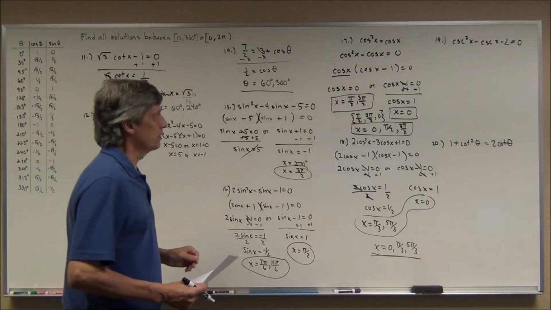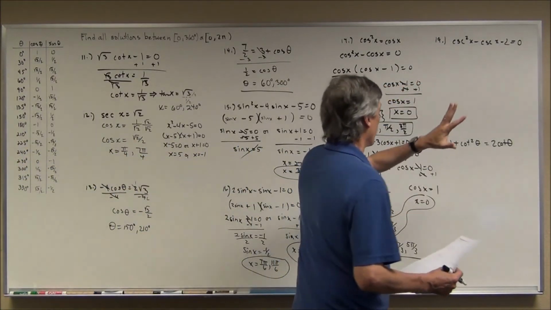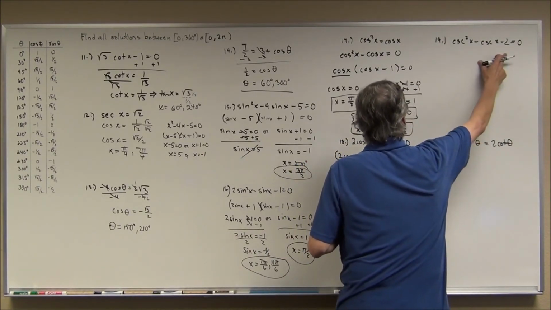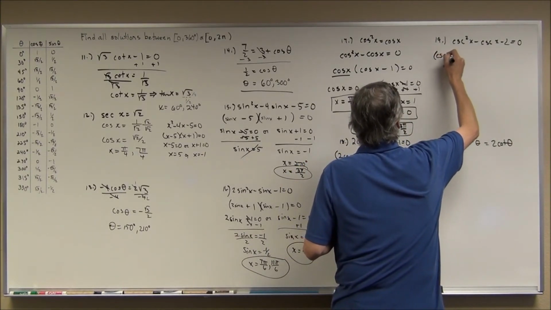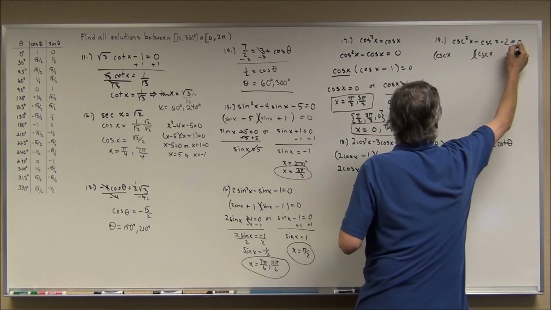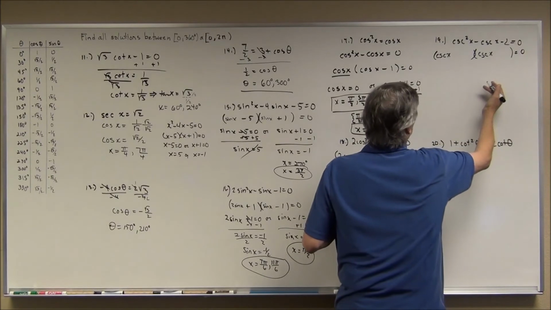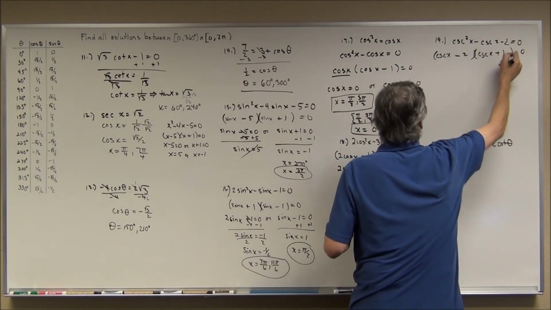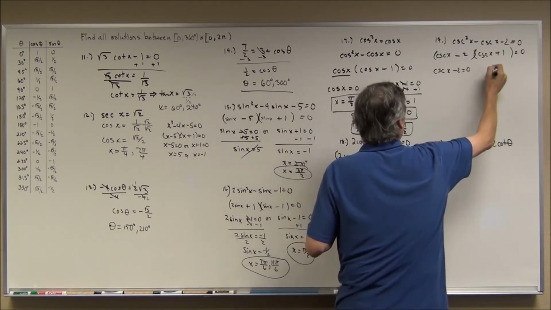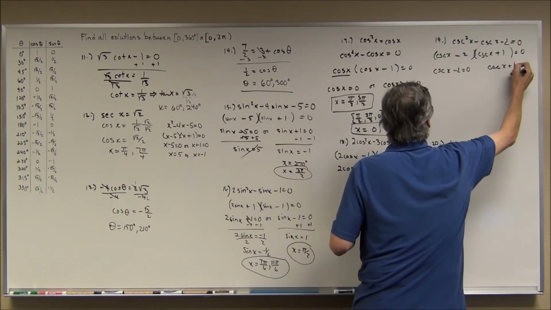All right, 2 to go. Cosecants. Don't worry, I'll show you what to do. You are going to have to factor. You can see it looks like a quadratic. A cosecant x and a cosecant x, and it looks like it's going to be a minus 2 and a plus 1. So the cosecant of x minus 2 is equal to 0. The cosecant of x plus 1 is equal to 0.